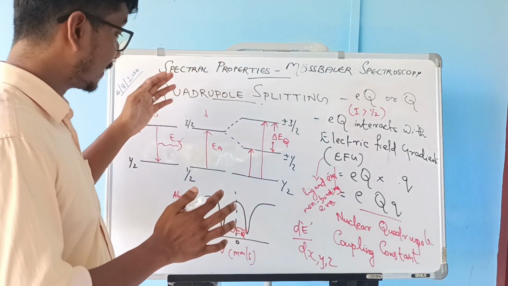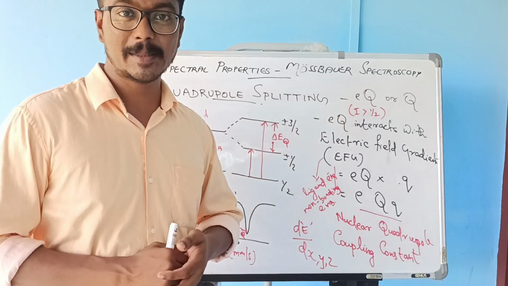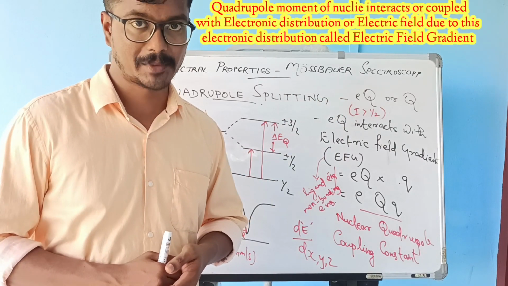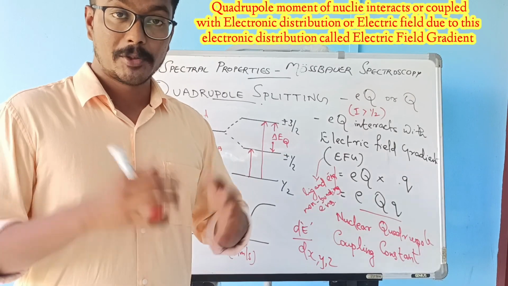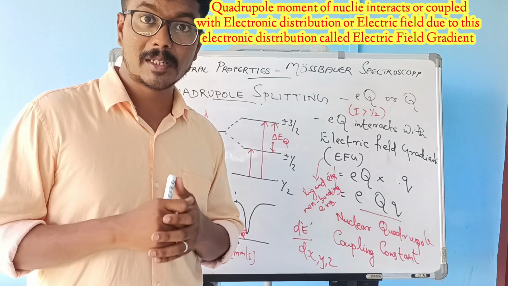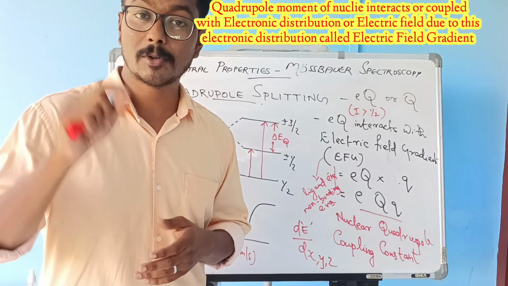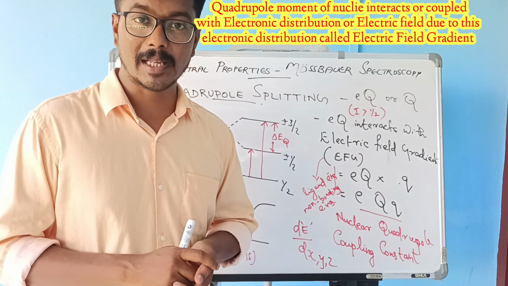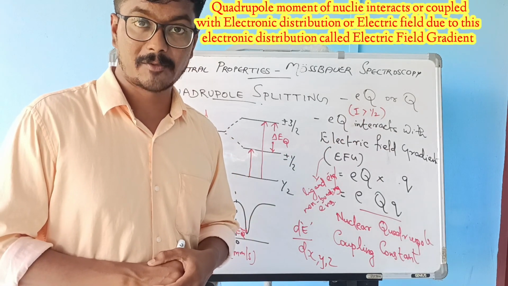Before moving to discuss the energy level diagram, we have to understand certain more concepts and terms related to quadrupole splitting. The first and very important one is the electric field gradient. You all know that nuclei with a spin quantum number greater than 1/2 are also known as quadrupole nuclei. These quadrupole nuclei interact with the electric field gradient. What exactly is the electric field gradient?